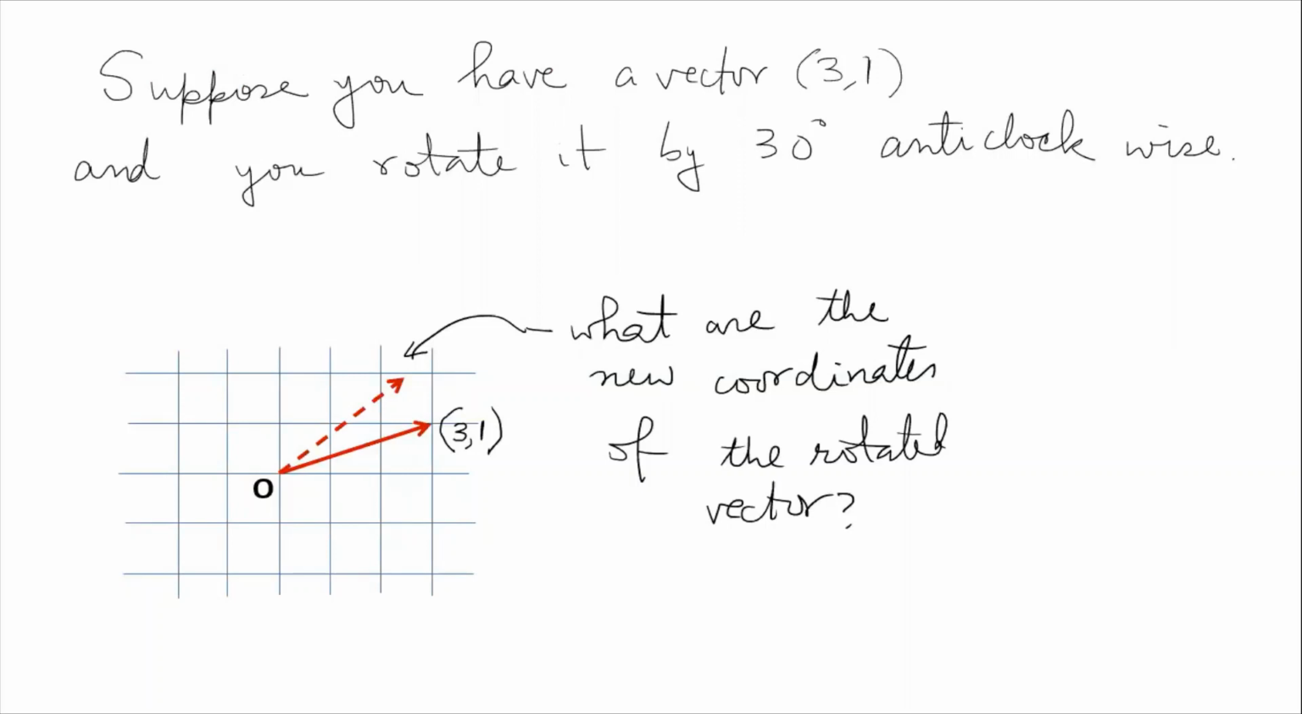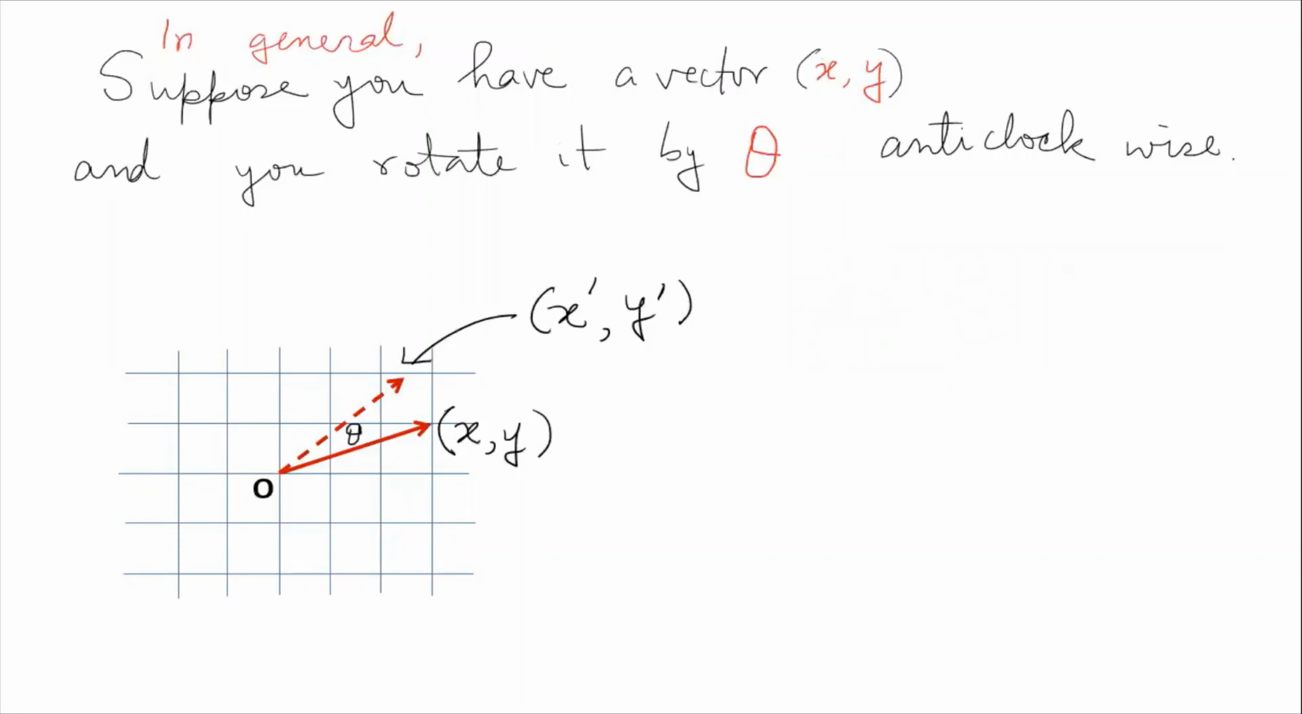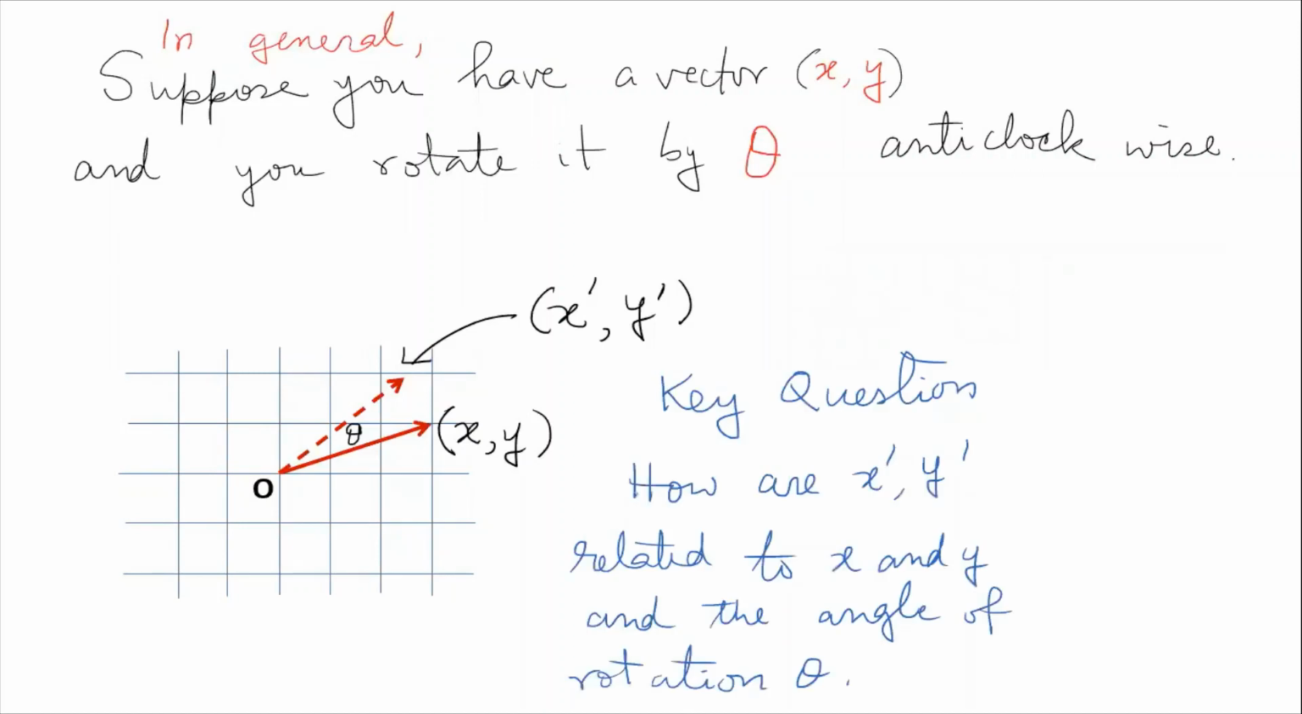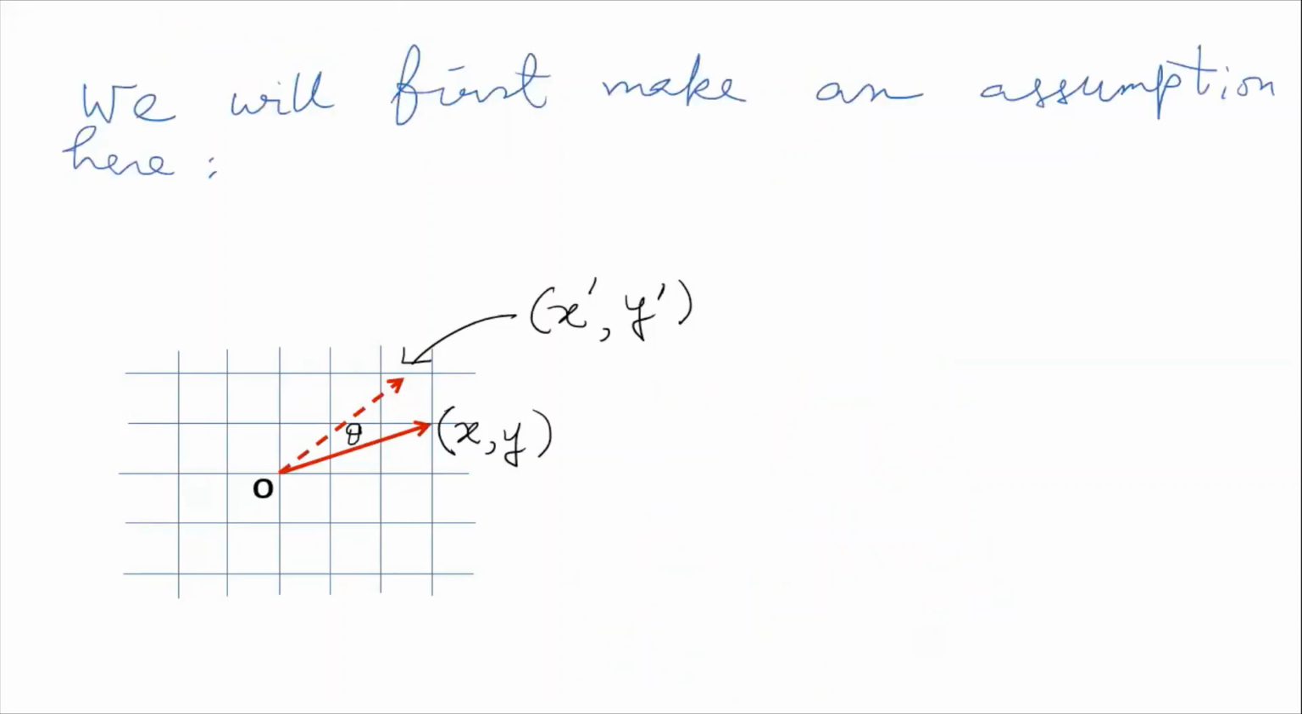Now, in general, suppose you have a vector x, y, and you rotate it by an angle theta anticlockwise, so that the new rotated vector has coordinates x prime, y prime. The key question really is, how are x prime, y prime related to x and y and the angle of rotation theta? Okay, with this we'll proceed now.